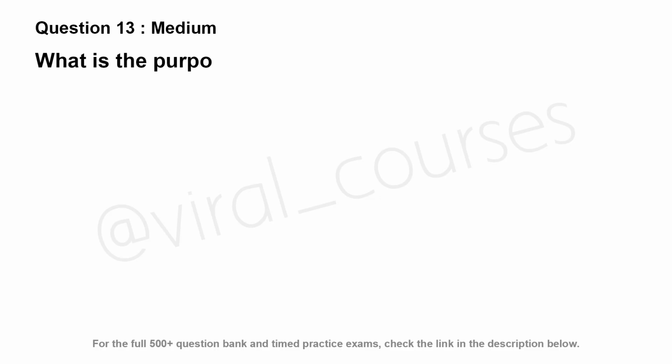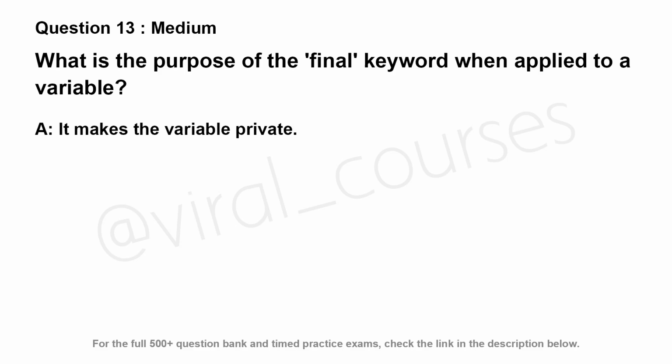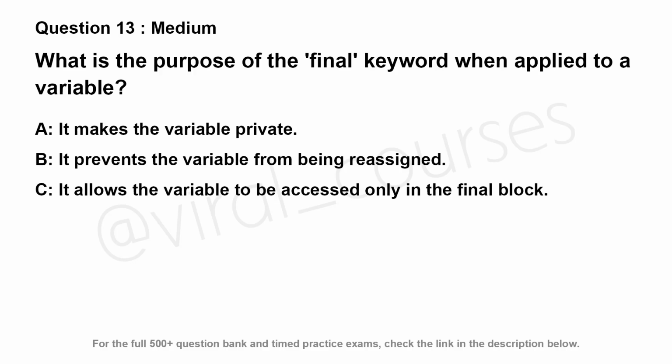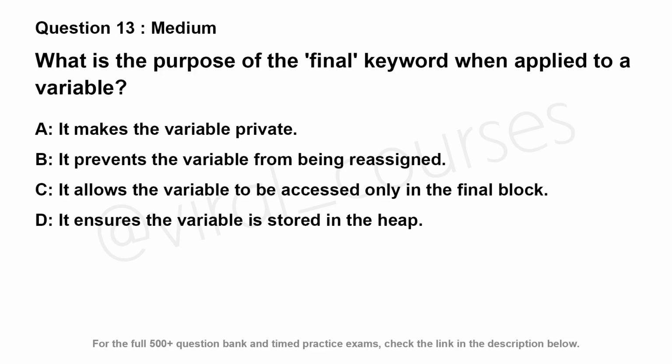What is the purpose of the final keyword when applied to a variable? Option A. It makes the variable private. Option B. It prevents the variable from being reassigned. Option C. It allows the variable to be accessed only in the final block. Option D. It ensures the variable is stored in the heap.